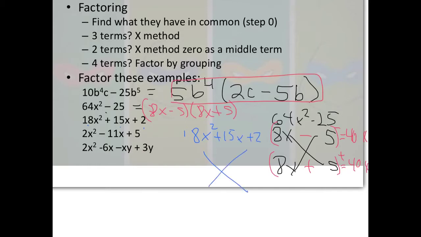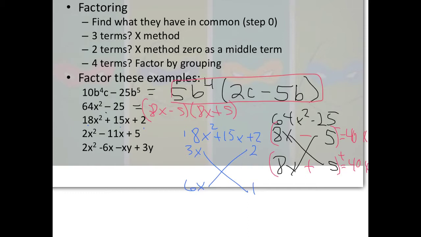Okay, so on this, we need factors of 18. There might be some erasing to do here, but I'm going to try 3x, 6x. I don't know. Maybe this will work. Maybe not. Let's see. Factors of 2, well, that's easy. There's only 2. So let's try 2 and 1.